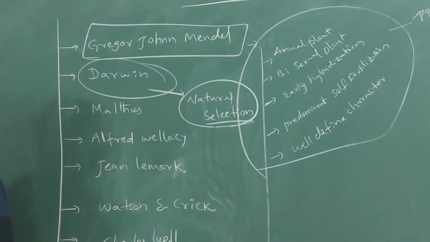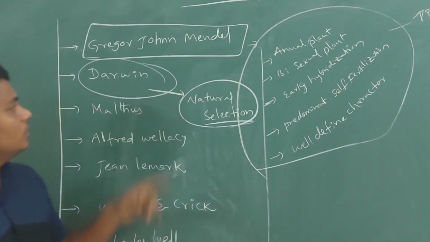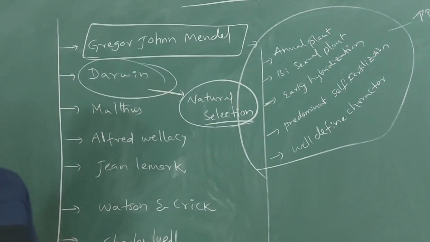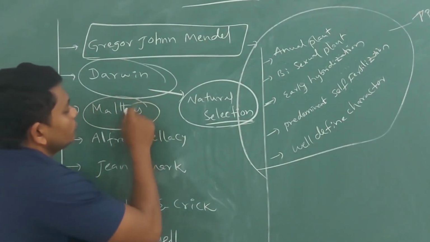So a simple question: Who said that natural selection theory? The only person, Charles Darwin. Charles Darwin. Let us discuss about Malthus.